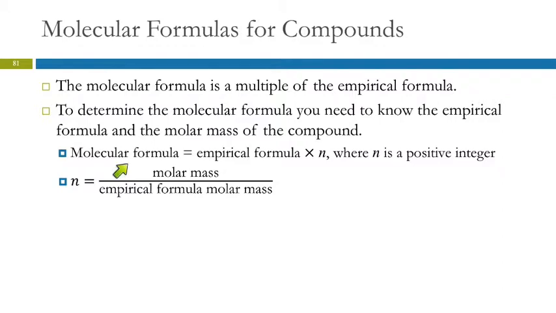So the molecular formula is the empirical formula times some integer. It's a multiple of the empirical formula. What we need to find is this n. Then that's what we're going to multiply all the subscripts by. So to find n, we're going to take the actual molar mass and divide it by the mass of the empirical formula. So take the empirical formula, find the molar mass of that, and divide them. And that should give you a nice whole number. There's no rounding or multiplying involved.